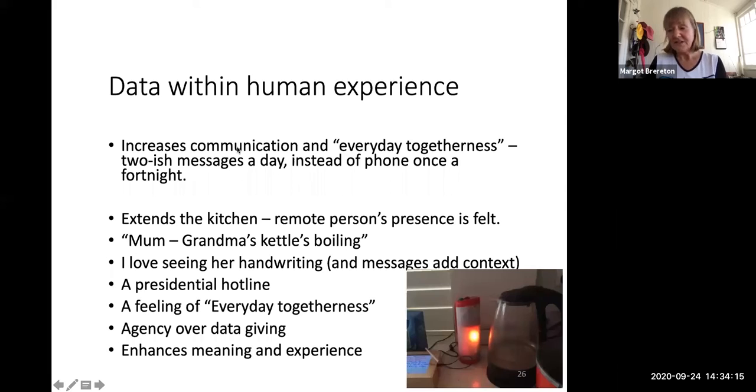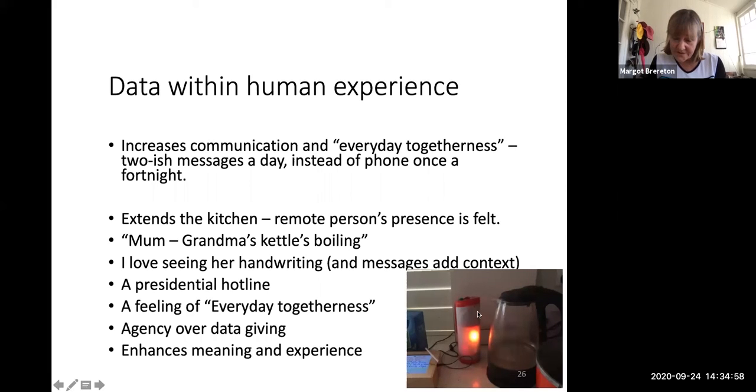So when we think about data within human experience, we can increase communication and everyday togetherness, which means simple messages, you know, I just cooked spaghetti bolognese, I just spilt milk all over the floor, the kids are back from school, this sort of thing, instead of once a fortnight. It's not a broadcast medium, it's a presidential hotline. What is very nice is that I often hear my children saying, "Mom, Grandma's kettle's boiling." So her presence is sort of brought into the family home.